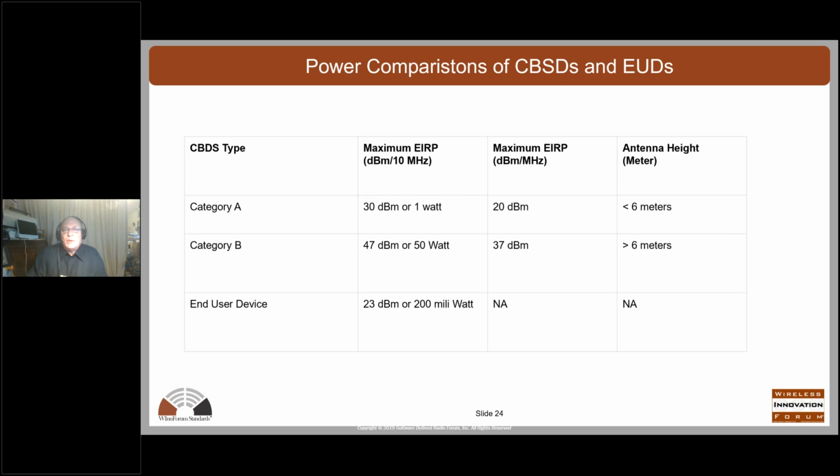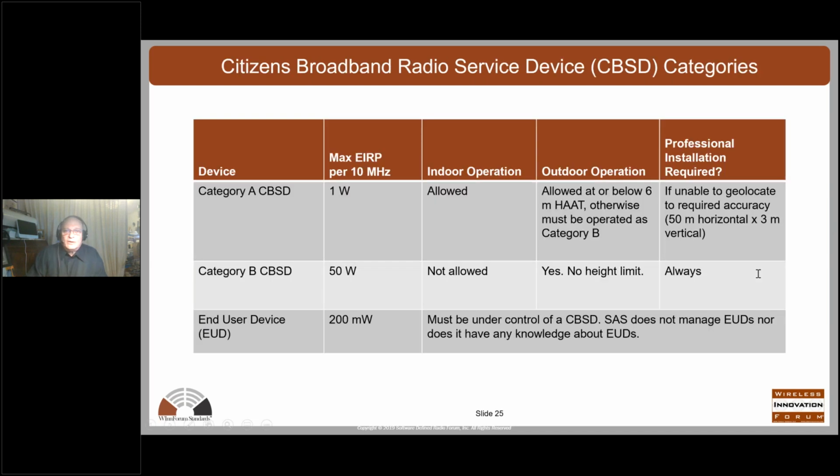And here's a power comparison chart. There's one published in Part 96, shows you what a category A and a category B device, the range of power that they must use and how high the antenna can be, as well as end user devices. Next slide, please. And I'm not going to go over the next slide because it just goes into greater detail on this information. If you look at this slide when you're going through the slides, you'll get a little bit more data. Next slide, please.